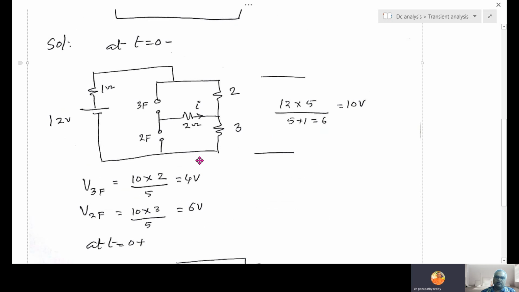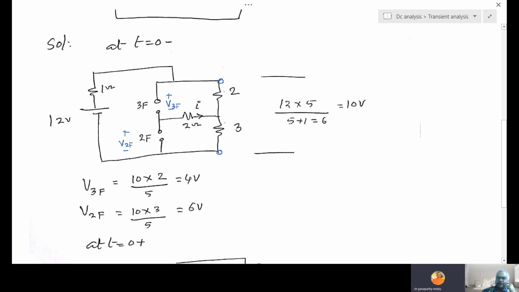Now this is I. So what we have to find in this? Wherever a capacitor is there, we have to find the voltage. This is the voltage in 3 farad, and this voltage is called the voltage in 2 farad. We can find this voltage if we know the voltage between these two points. But what is the voltage across these 2 points?